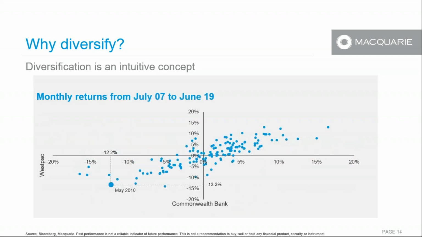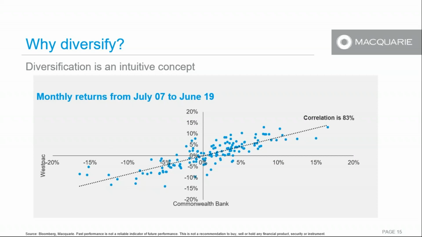If we were to convert this chart so that we can see the strength of the relationship more clearly, we plot these monthly returns on a scatter plot. Each point corresponds to how each stock performed during any particular month. For example, the dot signified by the large circle in the bottom left quadrant is the month of May 2010, where the Commonwealth Bank lost 12.2% and Westpac lost 13.3% in the same month due to negative sentiment. Similarly, every other dot is another month.